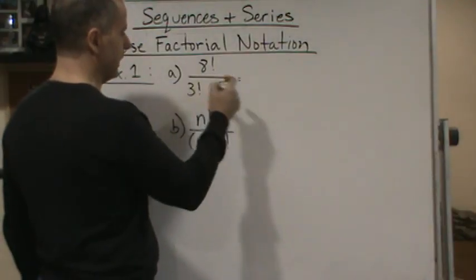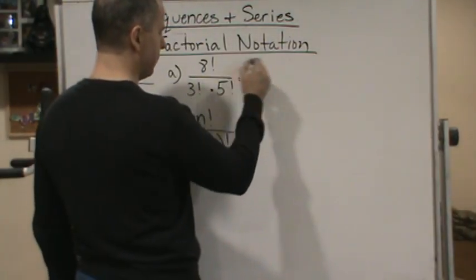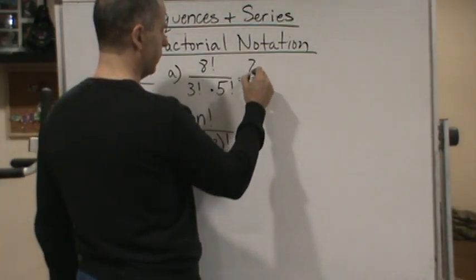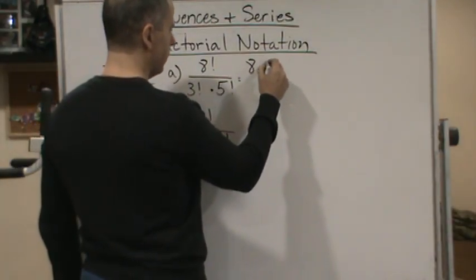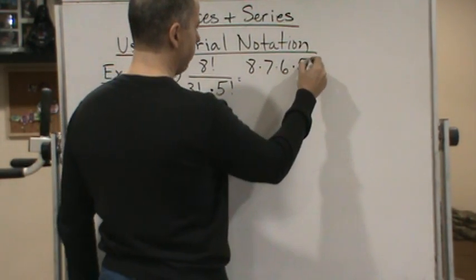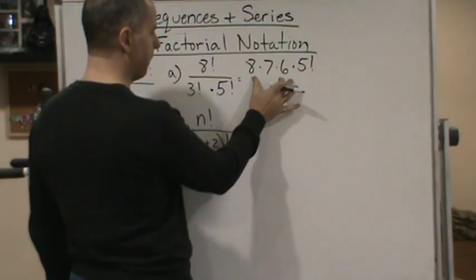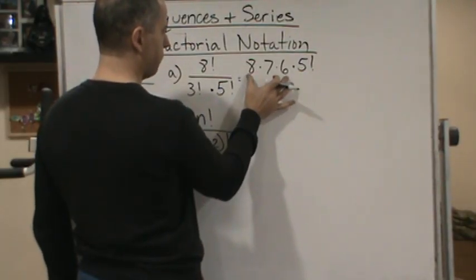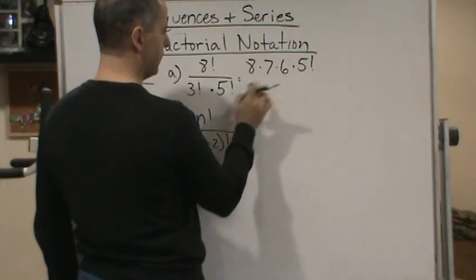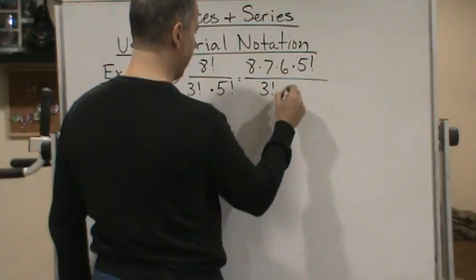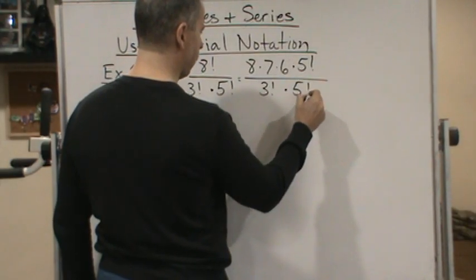So if we use the 8, we can always decompose the 8 factorial like follows. 8 times 7 times 6 times 5 factorial, right? So we could break it apart and still keep the factorial because all we're doing is we're breaking off the 8 times 7 times 6, right? And then on the bottom we have 3 factorial times 5 factorial.